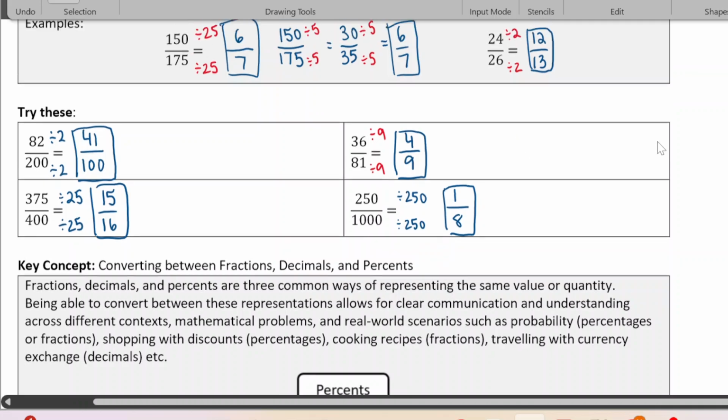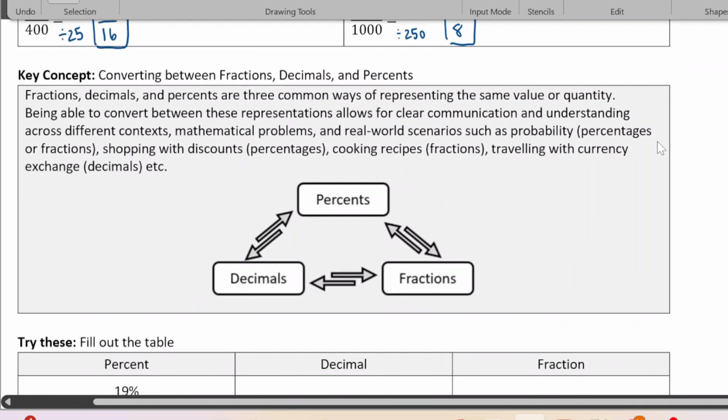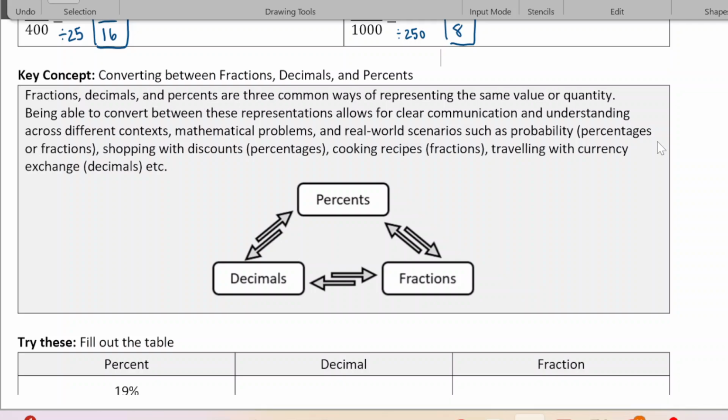Okay, now let's practice converting. Percents, decimals, and fractions, they're all the same. They're just different ways of presenting numbers. So for example, percentages, we use those a lot in money, like discounts. We see them in the news or when information is presented to us, like data, statistics. You see them a lot in sports.